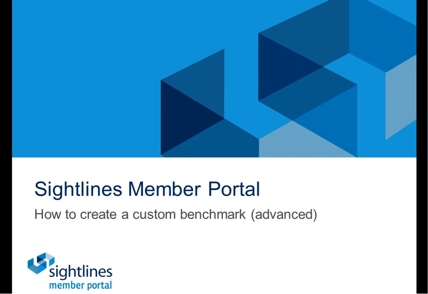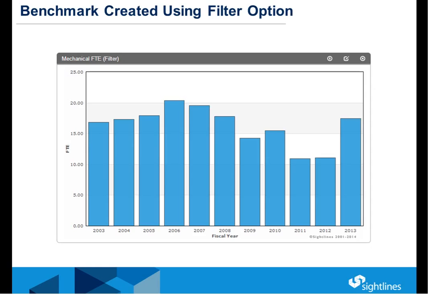To demonstrate the purpose of the grouping and filter tabs, we will create the same benchmark using each option and then highlight the differences in the resulting benchmarks. Let's start with the filter tab. This benchmark is showing the total mechanical FTE using the filter tab. Notice that there is a single column for each year.